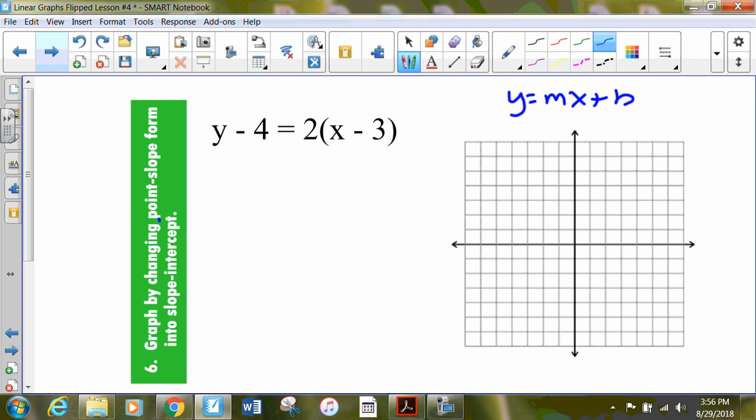Let's see, by changing point slope form. Yeah, this is point slope form. I'm sorry, it's been a long day. We're going to change point slope form into slope intercept form, and that's y equals mx plus b.